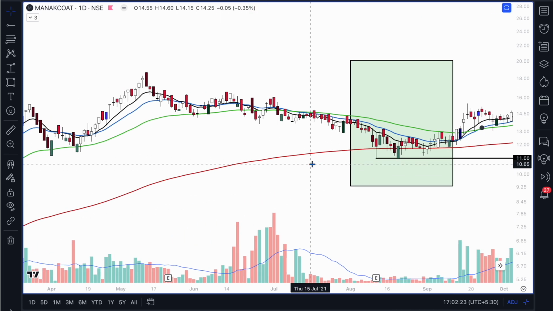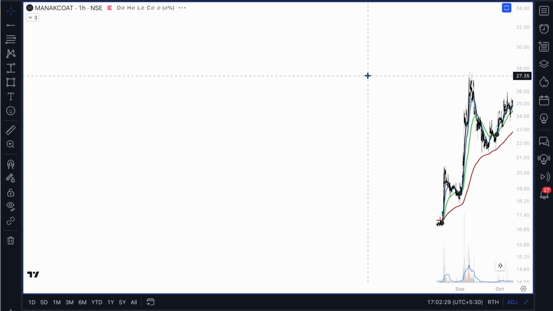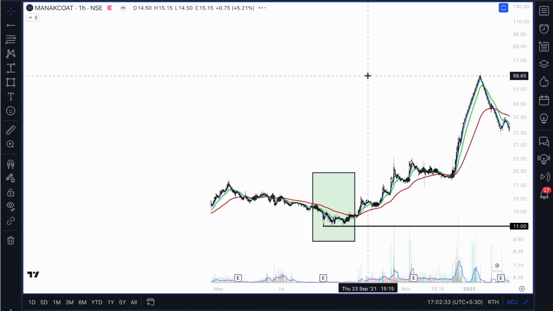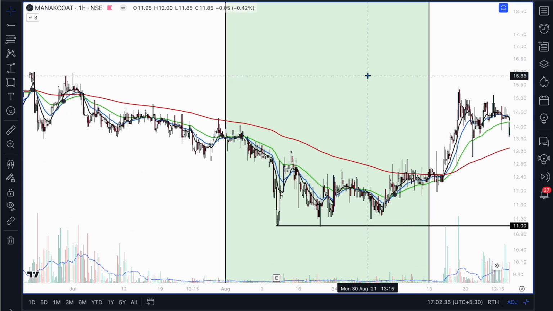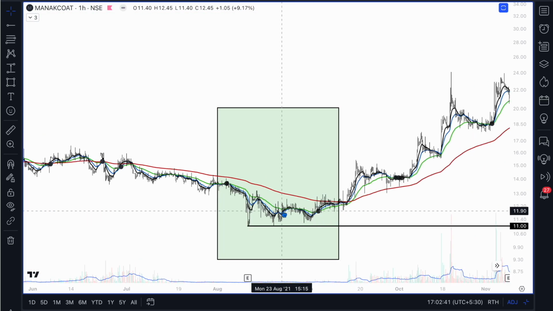If you want to see the structure clearly, what you can do is go down to the hourly to see it better. The structure will be much more visible over there. So is this not a VCC formation? All right, then we got the up move.